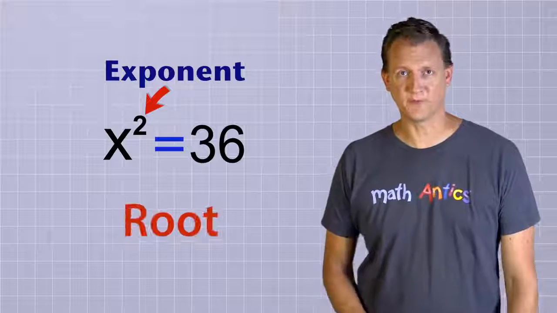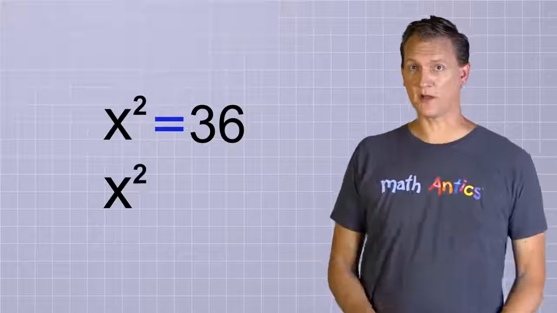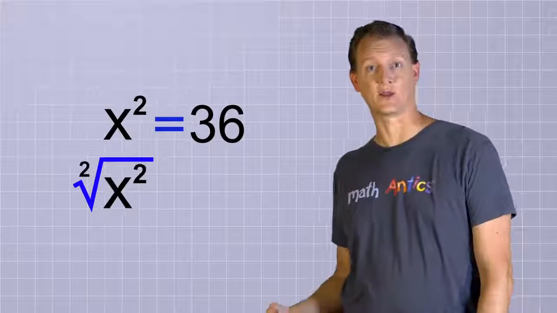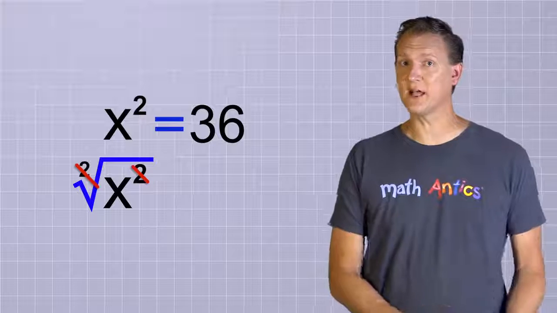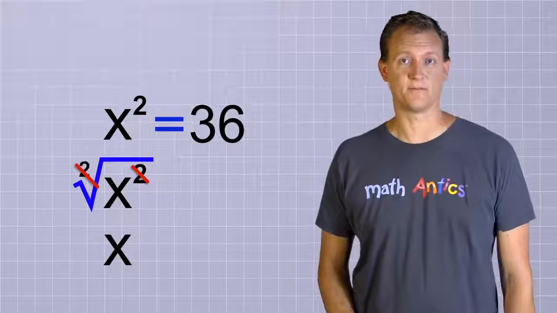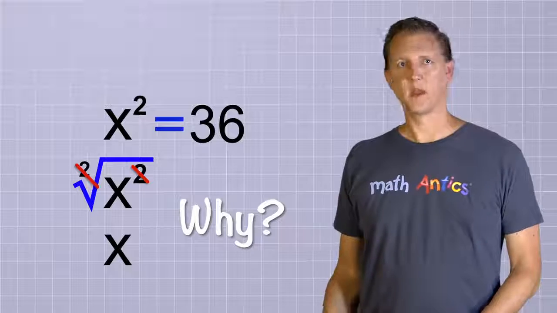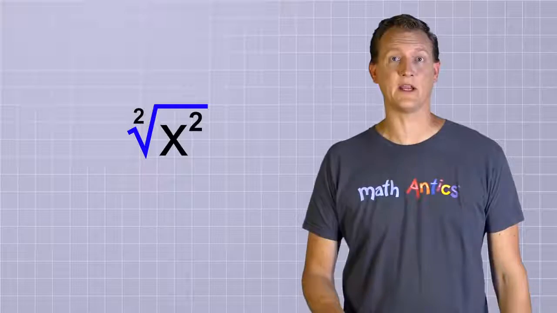Yep, we use a root. Since the x is being squared, if we take the square root of x squared, the operations will cancel out, leaving x all by itself. But why does that work? Well, think for a minute about what the square root of x squared would mean.